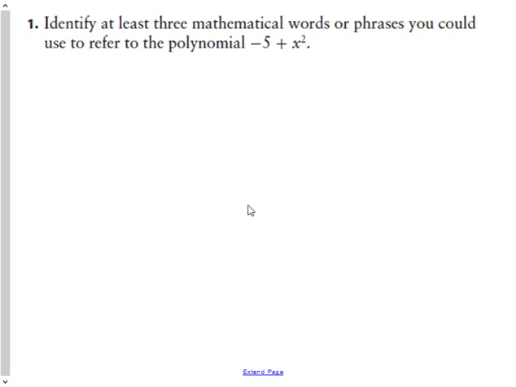So we start off with question 1, which says identify at least 3 mathematical words or phrases you could refer to the polynomial -5 plus 2x squared. So the first thing you could have said is it is a binomial. That's one thing. And what does that mean? You could have also said it has 2 terms. The terms are a -5 and an x squared. And again, to refresh your memory, terms are those parts of an expression that are connected by plus or minus.